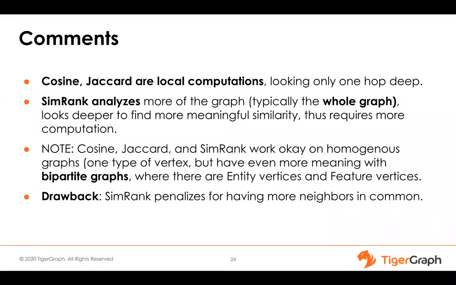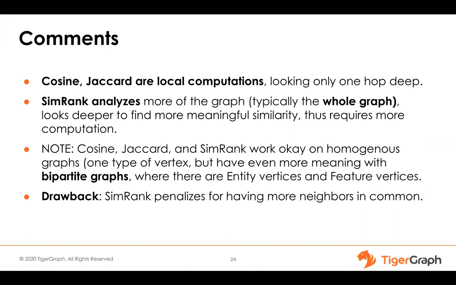So let's make some general comments about these 3 methods, because SimRank is actually kind of similar to both cosine and Jaccard in some ways. Now, cosine and Jaccard, as I mentioned, are both local computations because they only look 1 neighborhood deep. SimRank looks deeper. Each iteration is going 1 hop, and each subsequent iteration is going another hop. It's refining the first hop and looking at another hop. And if you do enough iterations, you've looked at the whole graph. So SimRank is computationally more expensive than cosine and Jaccard. Cosine and Jaccard are pretty cheap. SimRank takes a big step up in the amount of computational effort.